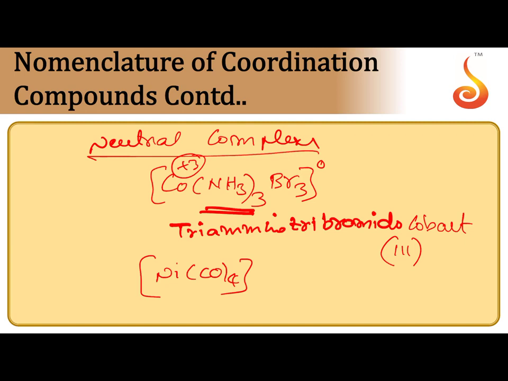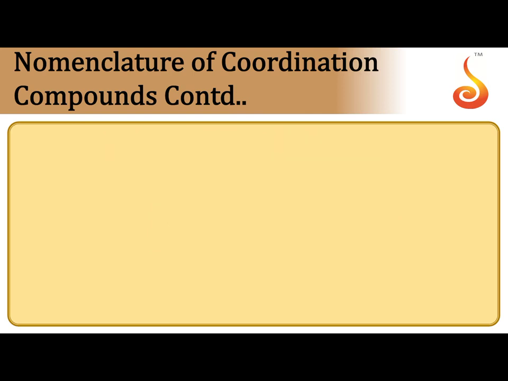Nickel tetracarbonyl, this is a common name. Here nickel is the central metal atom. Since carbon monoxide is a neutral ligand, the oxidation number is 0. So tetracarbonylnickel(0). The overall charge present on the coordination entity is 0, that's why it is neutral.